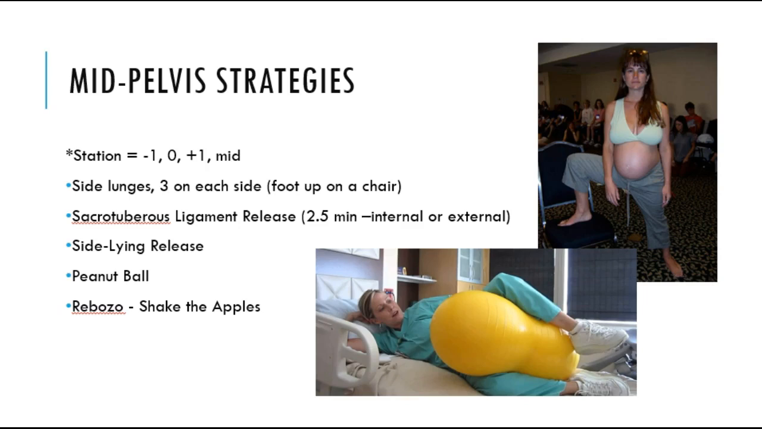Sacrotuberous ligament release, I've got a separate slide on that to show that. Sideline release, I've also got a slide on. A peanut ball in general is going to be best for mid-pelvis. If she hasn't really engaged and she's at the inlet, what a peanut ball is basically doing is this to your hips. So that's kind of closing off your inlet a little bit. So ideally, we're not doing a peanut ball till we're at least mid-pelvis. So that's a good tool for mid-pelvis. And then we could, again, shake the apples as another option for this point in the game.